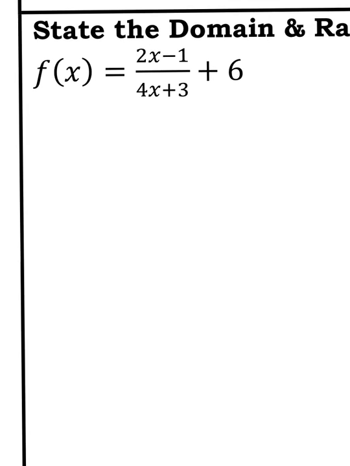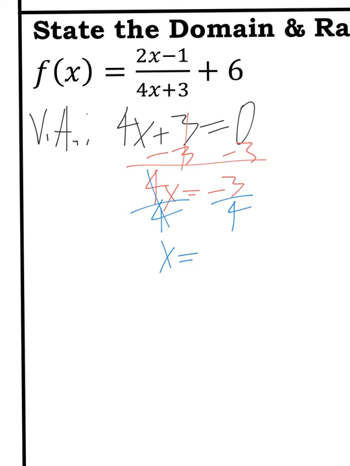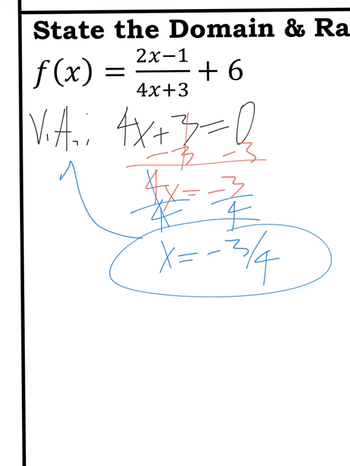So I have 2x minus 1 over 4x plus 3. So my vertical asymptote is just going to use that 4x plus 3. And then I'll write equals 0. And so I can minus 3 to the other side. And I get 4x equals negative 3. So then I can divide by 4. And so I get x equals negative 3 over 4. And that's my vertical asymptote.